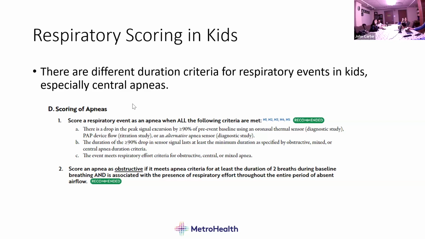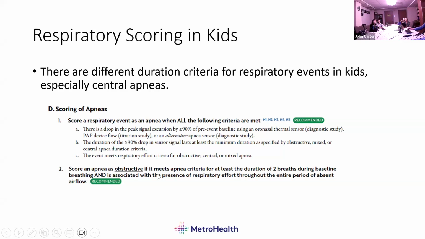Just like adults, if you're looking at an apnea, you want a drop of 90% or more in the airflow signal of the thermal sensor. That's the thermistor. Here's where things start to get a little different. The duration of the drop lasts at least the minimum duration. We'll get to that. And then it's either obstructive, central, or mixed. Right now, that sounds exactly like adults.